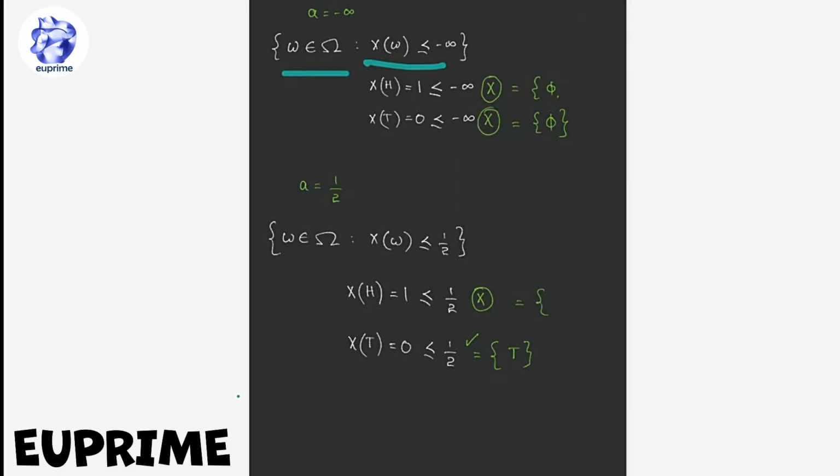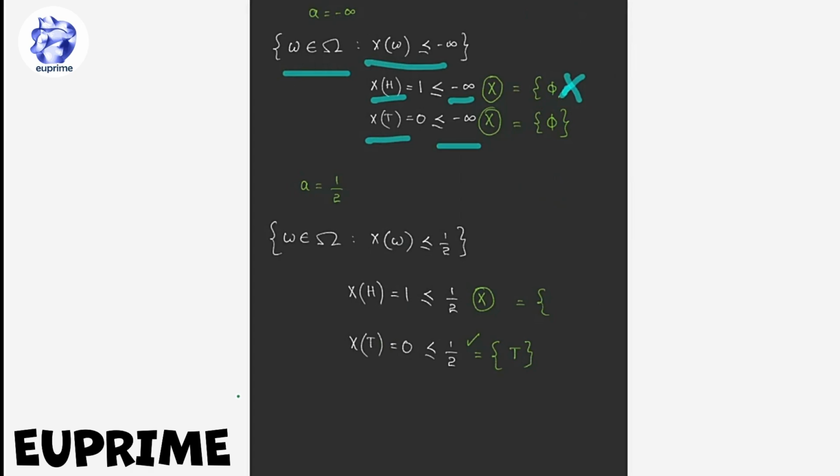Now let's check that. X of h is equal to 1, is less than or equal to minus infinity, which is not the case, as a result of which you don't have anything in the sample space. Now let's check the second one. X of t is equal to 0, is less than infinity. This is also wrong, as a result of which the entire sample space is just the null set.